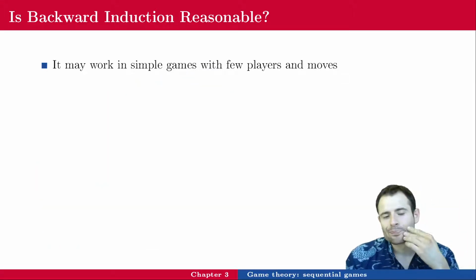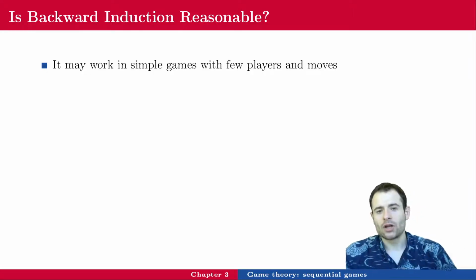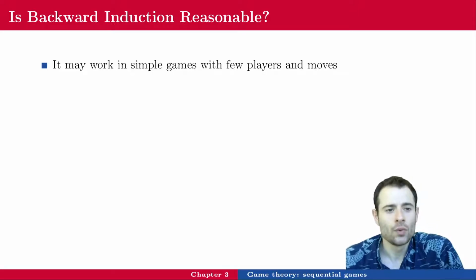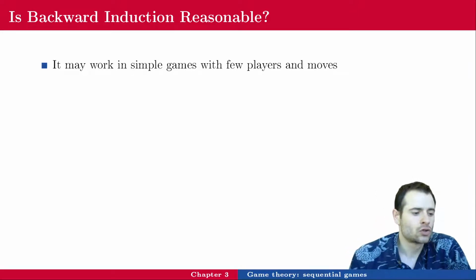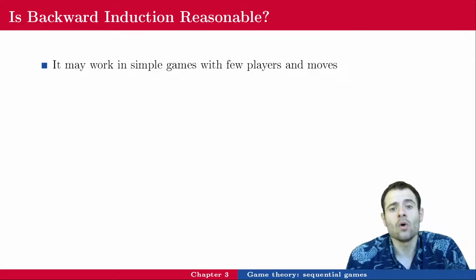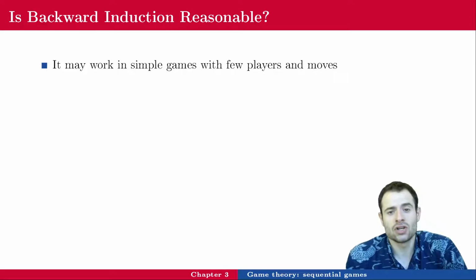Now, so we use backward induction to find subgame perfect Nash equilibria. So we use backward induction to find a Nash equilibrium in all the possible situations. Not only the one that is going to actually happen, but all the possible ones, even the ones that will not happen.